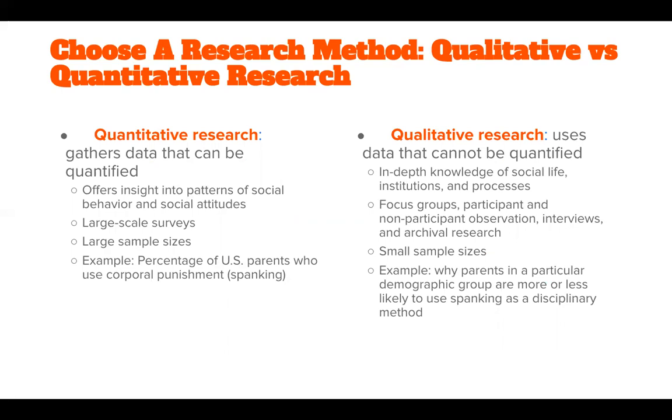Comparatively, qualitative research is data that cannot be quantified. It has some limitations in terms of sample size, but the trade-off is although your sample size is smaller and it usually is not representative and you can't necessarily generalize it, it does provide in-depth knowledge of social life, institutions, processes. And so in sociology, people do both types of research.